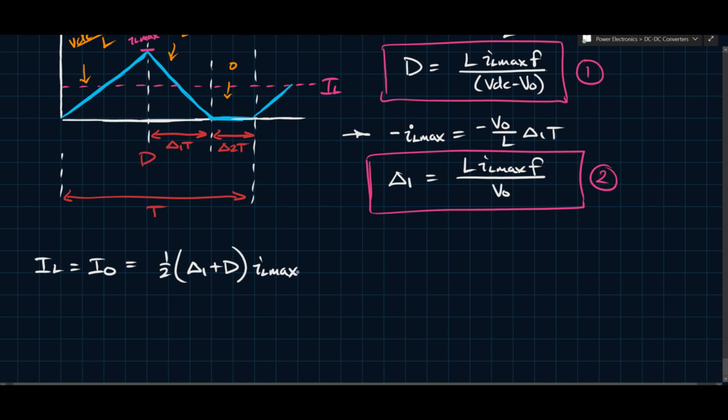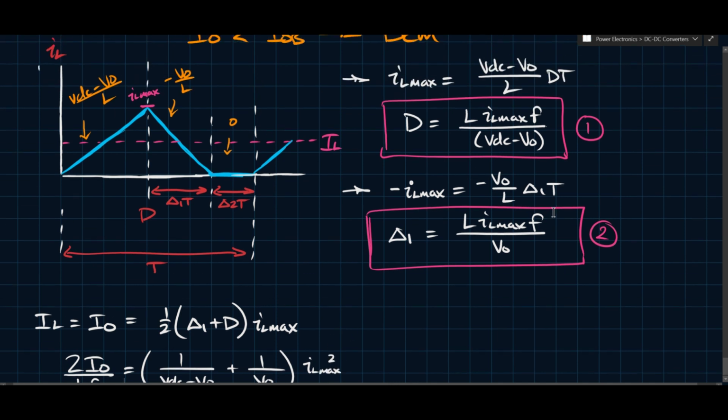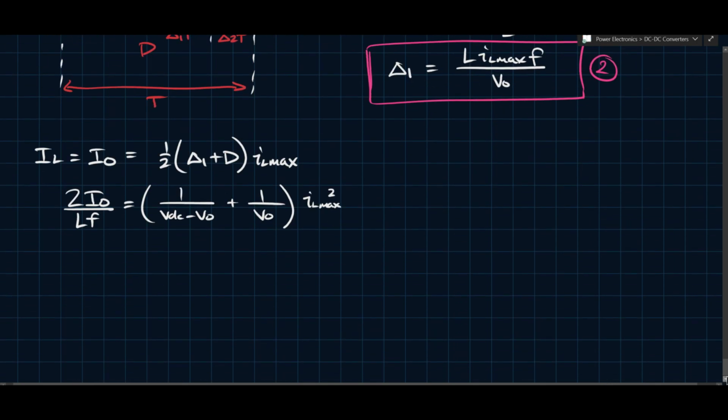Now, if I take these two equations, 1 and 2, and I plug them into this IL equation, and I rearrange the equation and simplify things a bit, then what I end up with is an equation that says 2IO over LF is equal to 1 over VDC minus VO plus 1 over VO, and this is IL max squared. And we know what IL max is. We have an expression for it right here, right? So that's not a problem. So we can substitute that in, and then we can simplify it a little bit further.